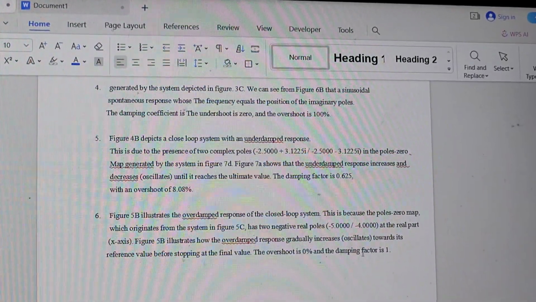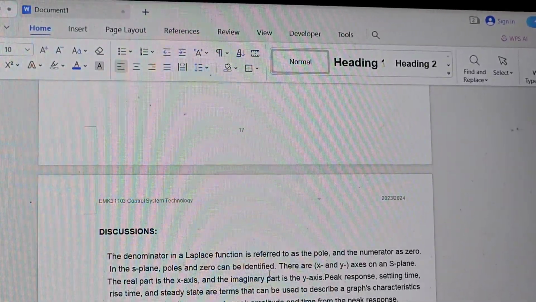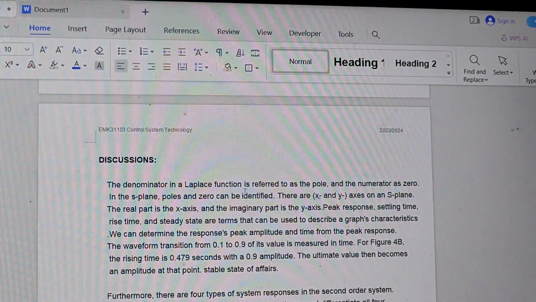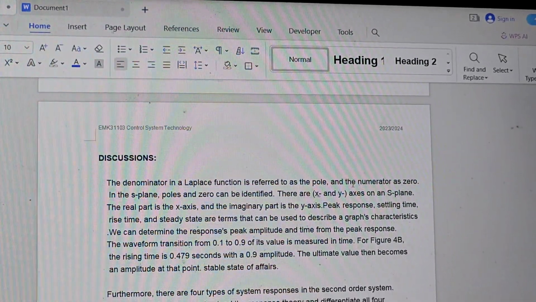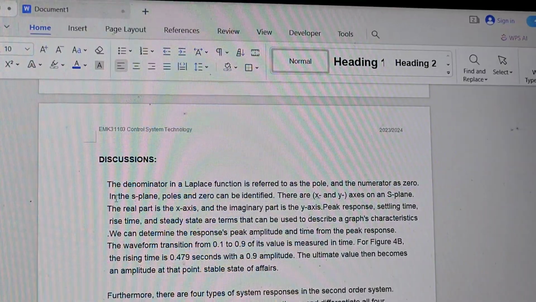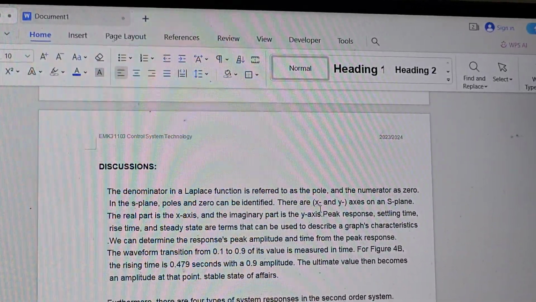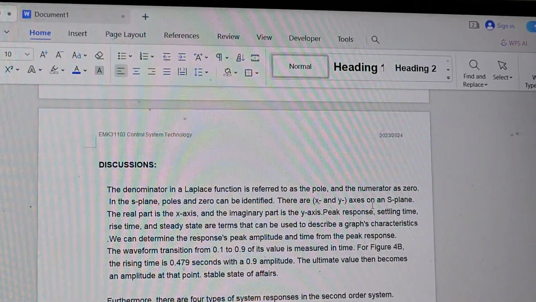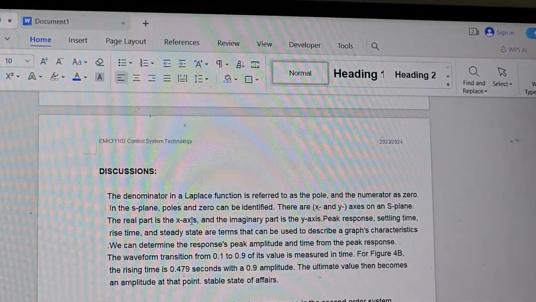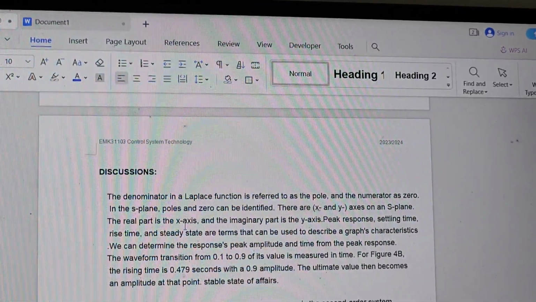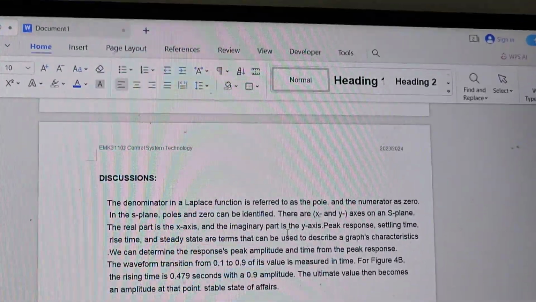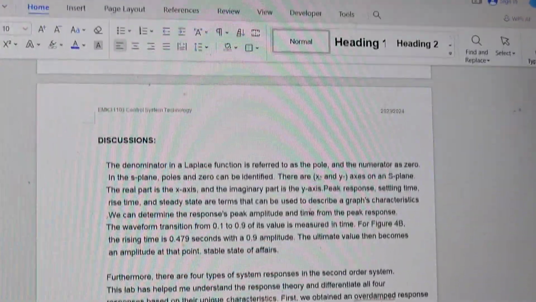Figure 5b is an overdamped response, and 5c shows the real poles and the imaginary part, and it is also overdamped. For the discussion, the denominator in a Laplace function refers to a pole, and the numerator to a zero. In the S-plane, pole-zero can be identified. They are on the y and x axis. On an S-plane, the real part is the x-axis and the imaginary part is the y-axis.